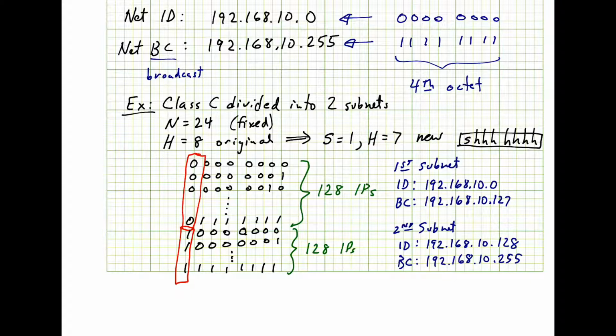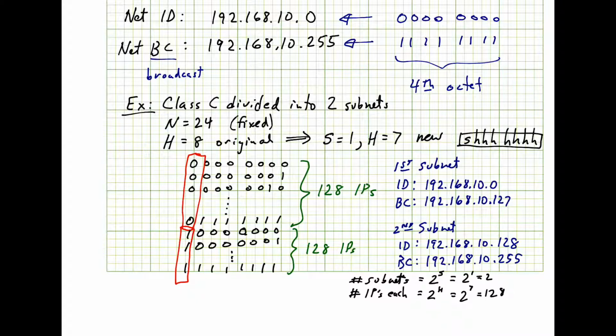And now we can also use this new S and this new H to count the number of subnets and the number of IPs in each subnet. The number of subnets is 2 to the S, which is in this case 2 to the 1, or 2, and the number of IPs each is equal to 2 to the H. This includes the subnet ID and the broadcast, which is 128. Okay?